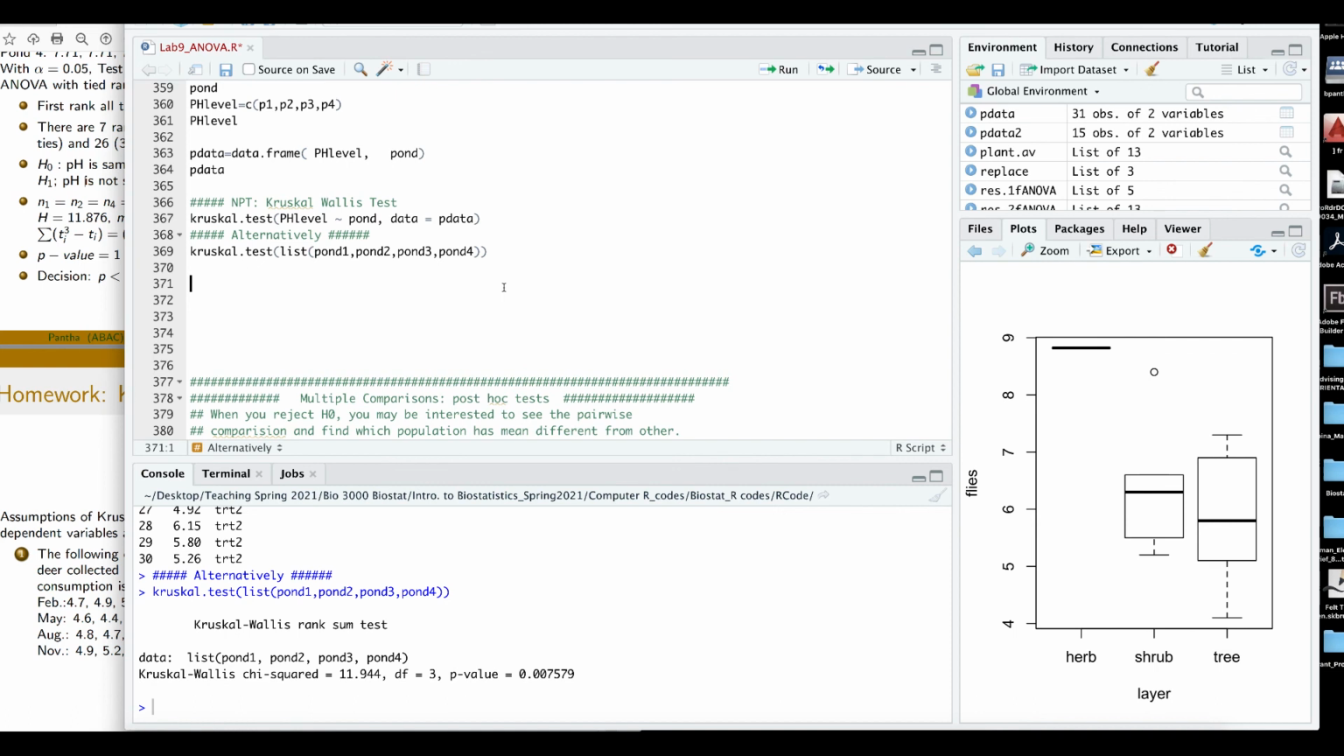So this is how we use the Kruskal-Wallis test, which is a non-parametric test, to compare more than 2 populations if the populations do not follow normality.